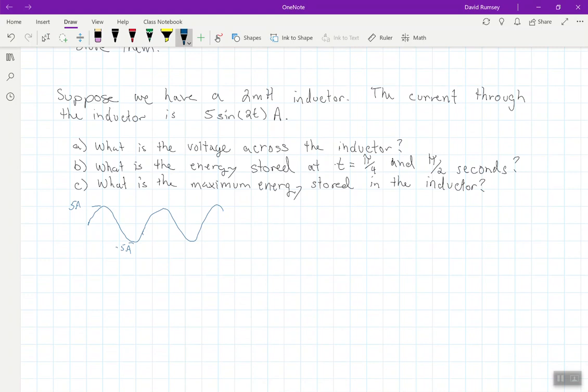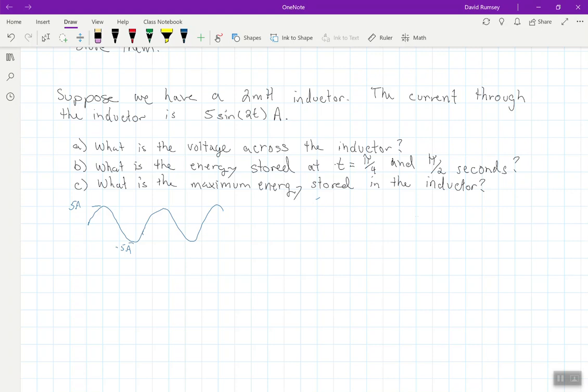Abrupt change would look like this. If you had 5 amps and then you did this down to negative 5 amps. This here is an abrupt change. And that's what we can't do. We can't have an inductor do something like that. It can't go from 5 amps suddenly down to negative 5 amps. It takes time to do that. So when we say abrupt change, that's what we're referring to.